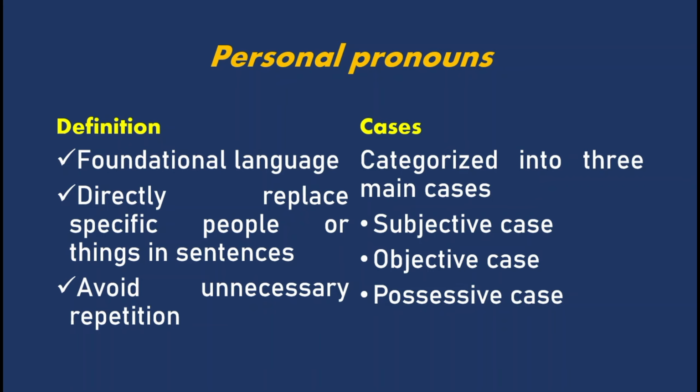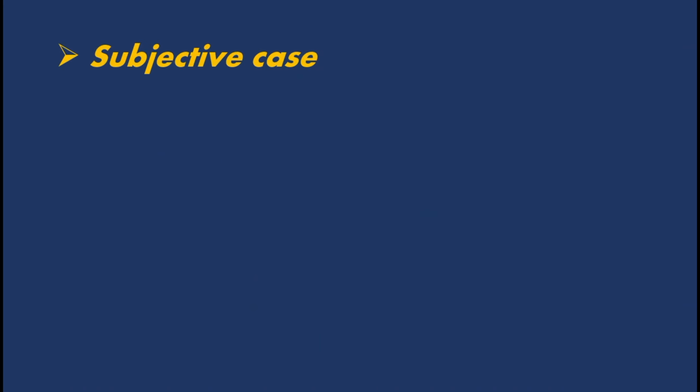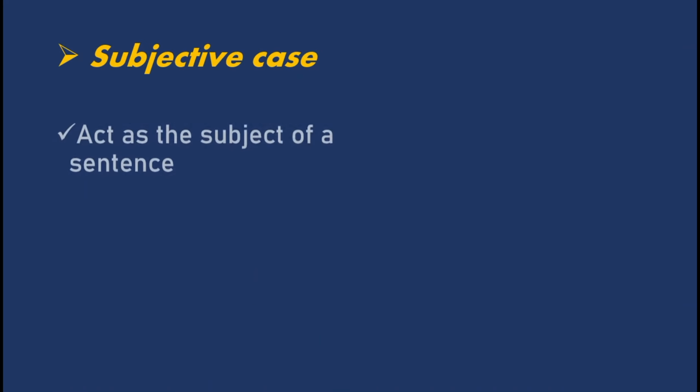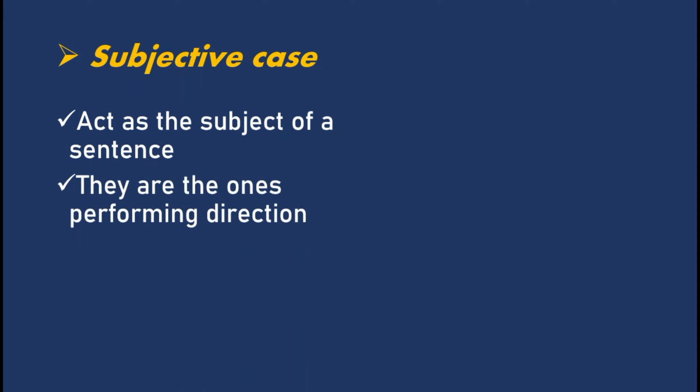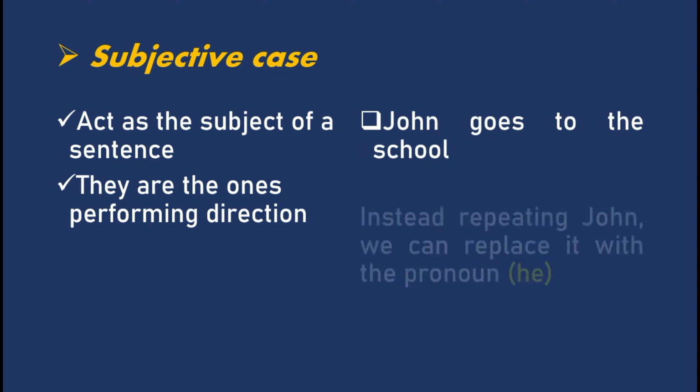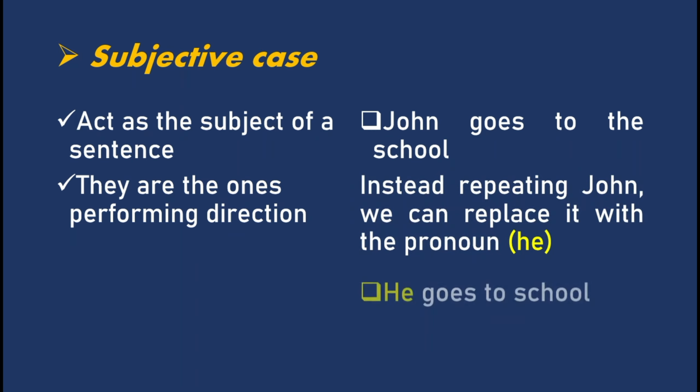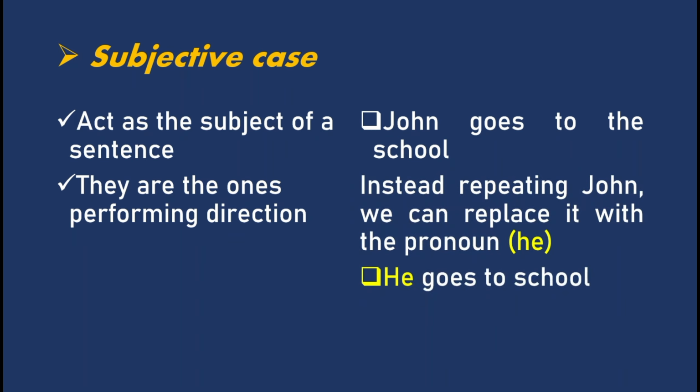First of all, let's discuss what a subjective case is. These pronouns act as the subject of a sentence, meaning that they are the ones performing the action. For example, if we look at the sentence, John goes to the store, instead of repeating John, we can replace it with the pronoun he, saying he goes to the store. Subjective personal pronouns vary depending on whether we are speaking in the first person, second person, or third person.